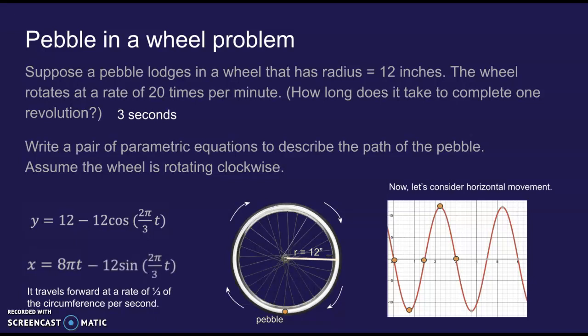And then I need the part for just the oscillating left-right movement because of the turning of the wheel. And so there is your pair of parametric equations. I chose to write y first. Doesn't matter, I just need both of them because parametric equations always come in pairs.